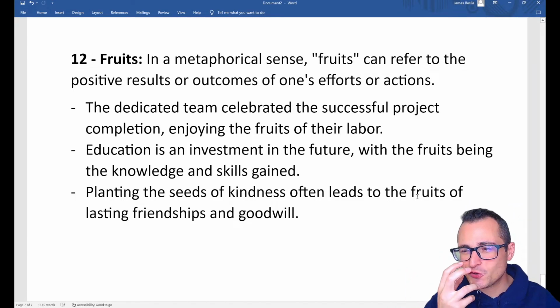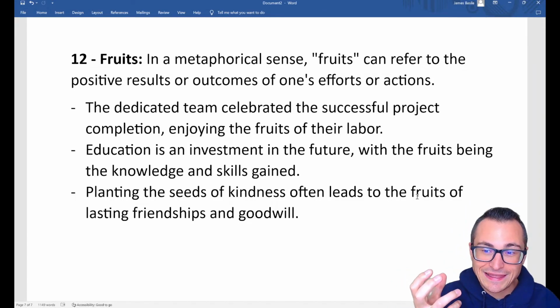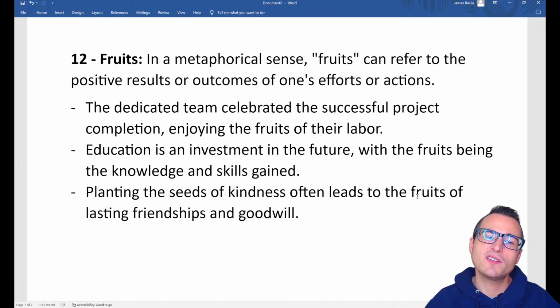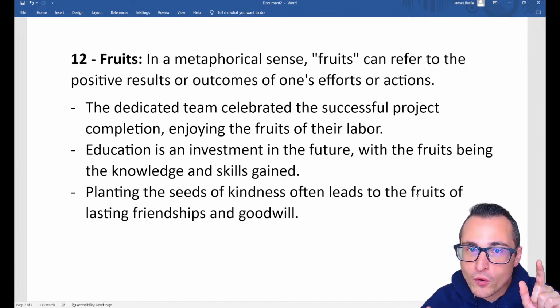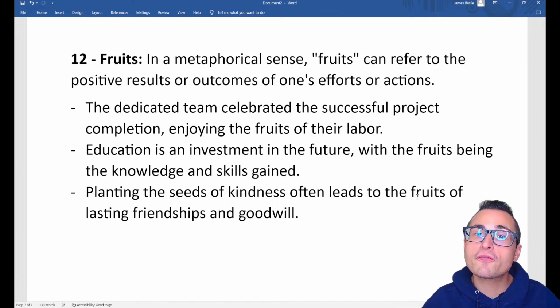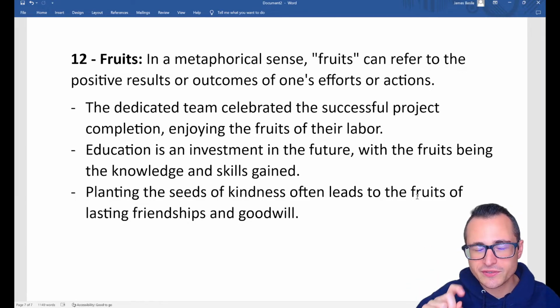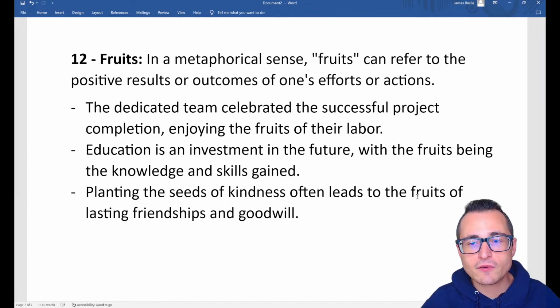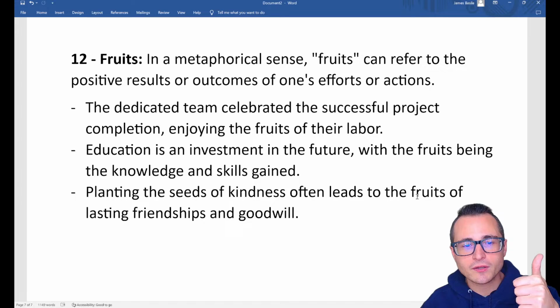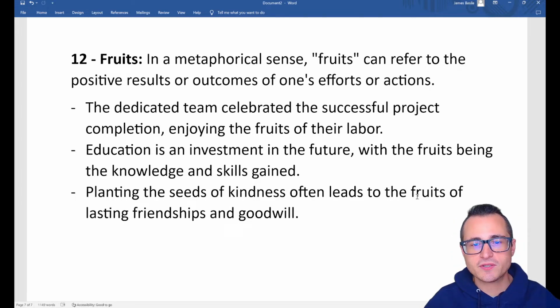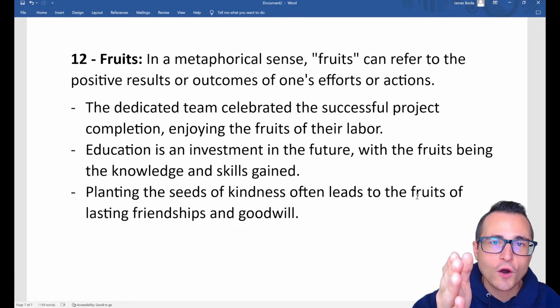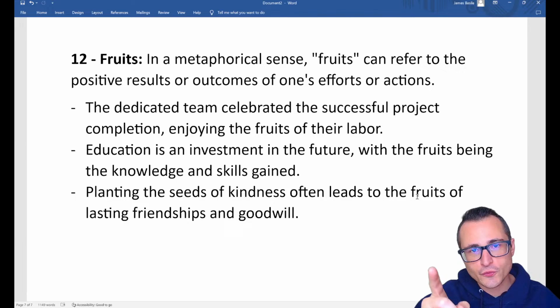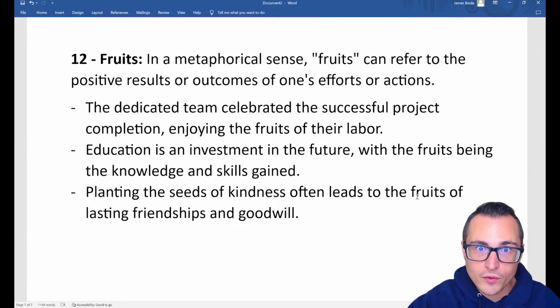Okay, the last vocabulary word is fruits. Not the fruits that you physically, literally eat. No. In a metaphorical sense, fruits, not literal sense, right? Fruits can refer to the positive results or outcomes of a person's efforts or actions. So, the good things that come from your hard work, those are the fruits of your hard work.